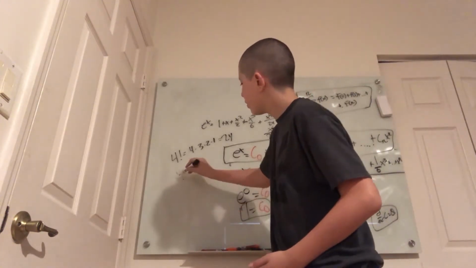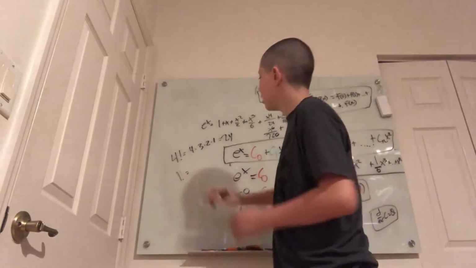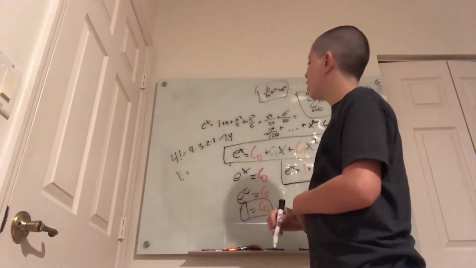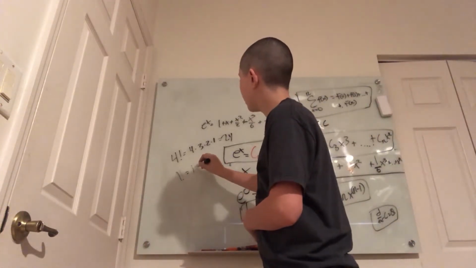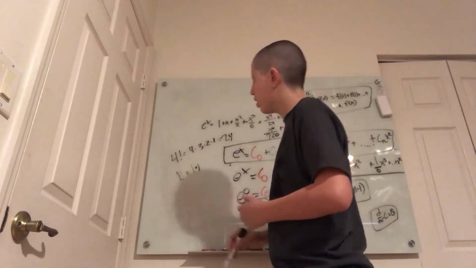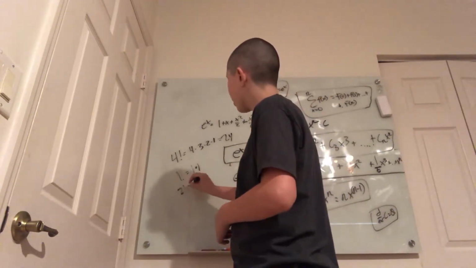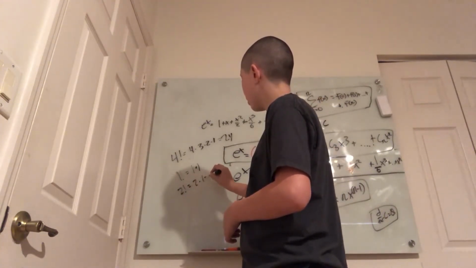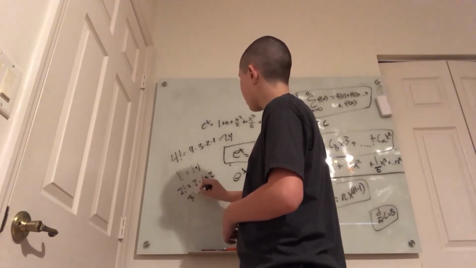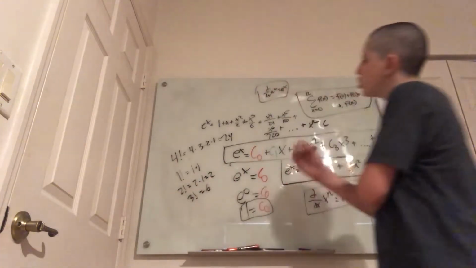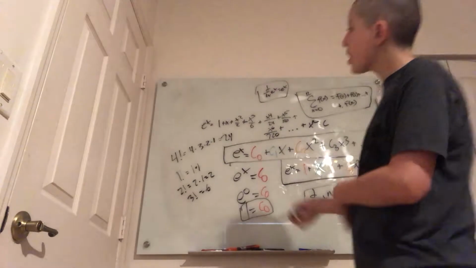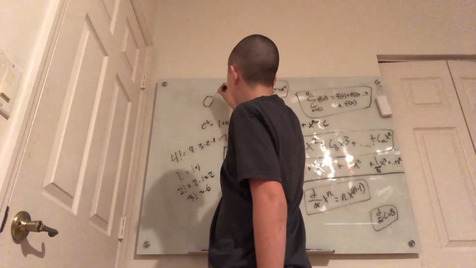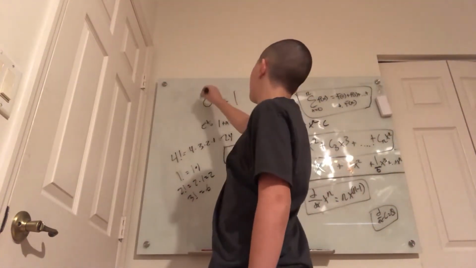1 factorial is equal to 1 times 1. 2 factorial is equal to 2 times 1, which is 2. 3 factorial is equal to 6, and so on. And another property that I need to tell you real quick so you don't get confused: 0 factorial is equal to 1.